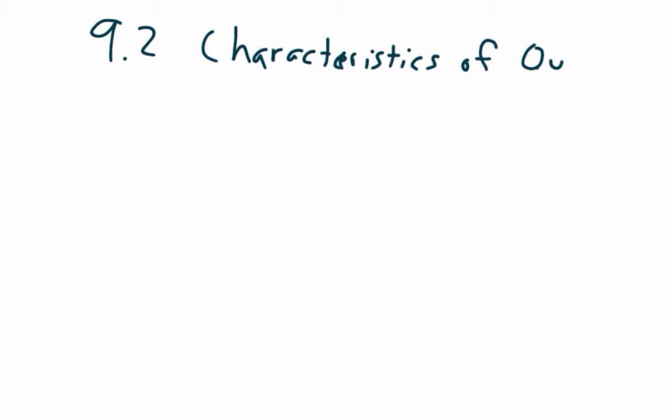The second section about quadratics is 9.2. It's characteristics of quadratic functions. So, characteristics of quadratic functions.